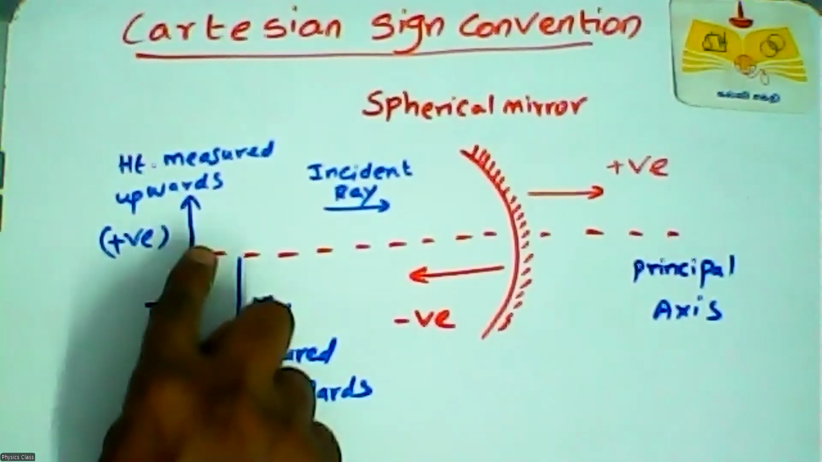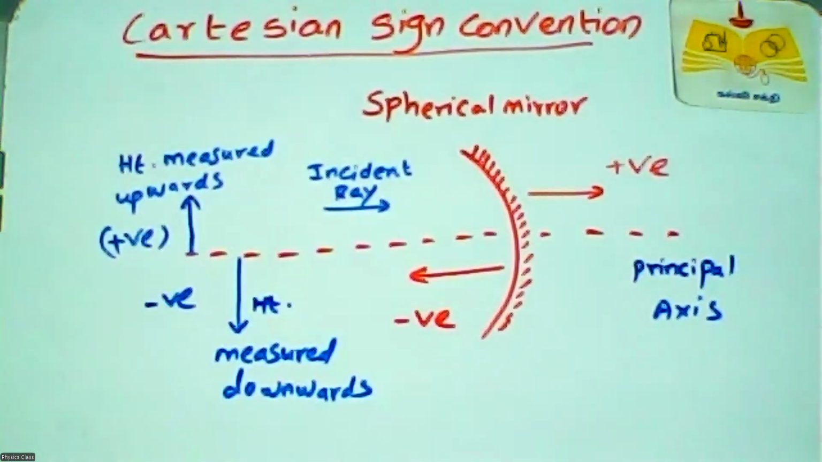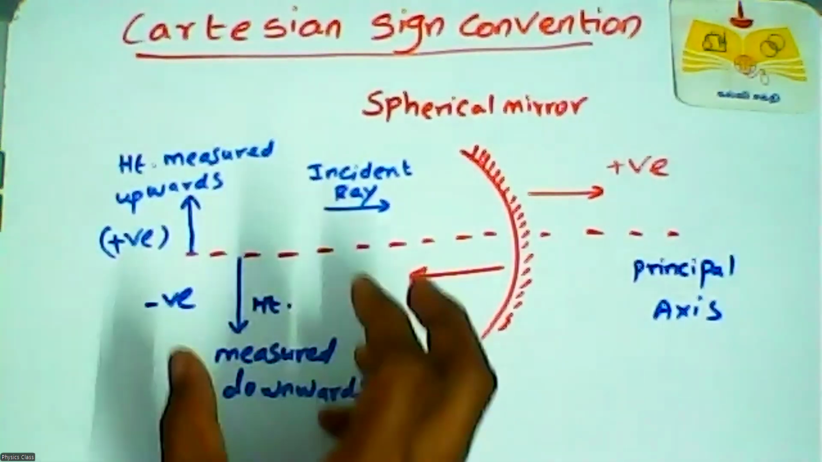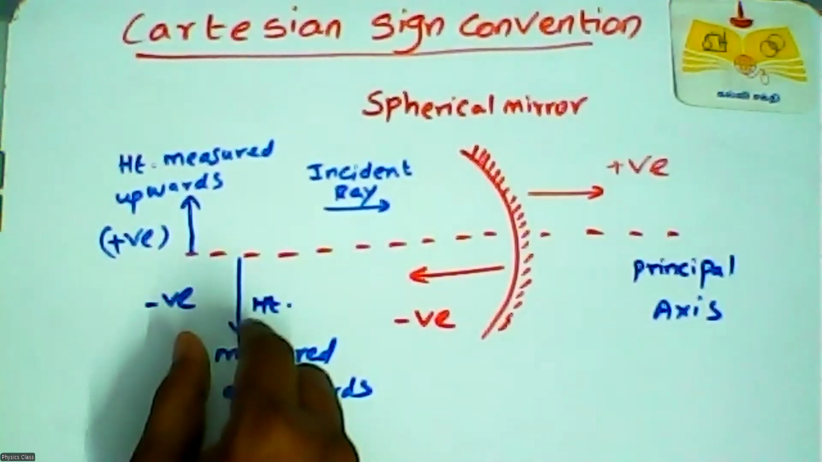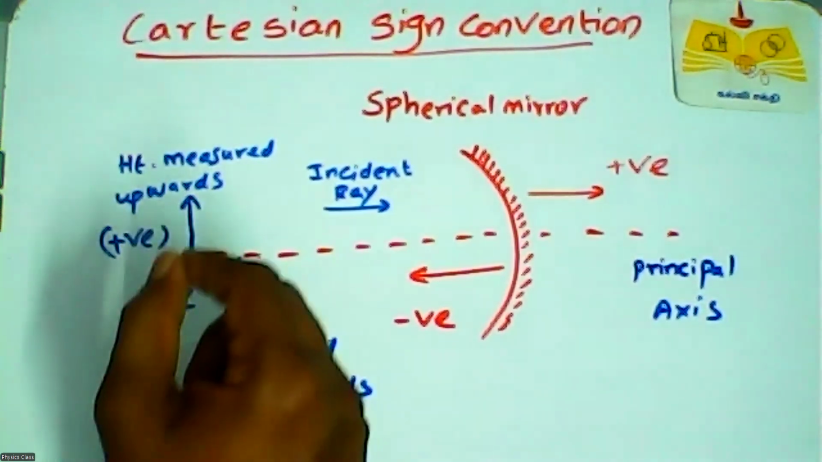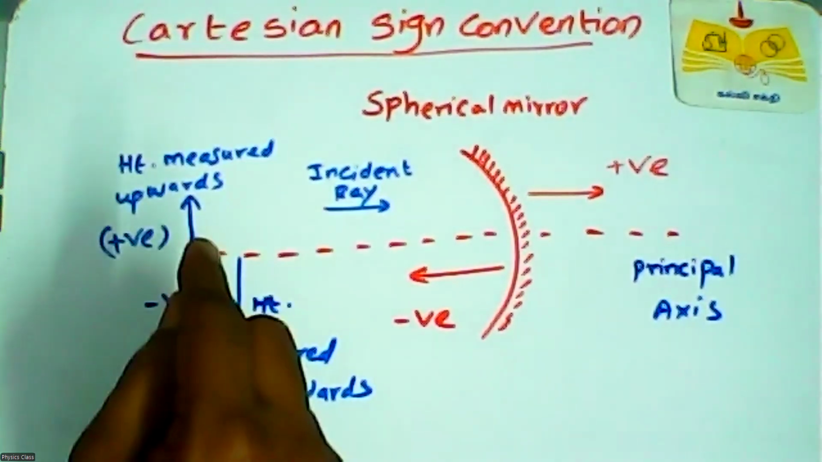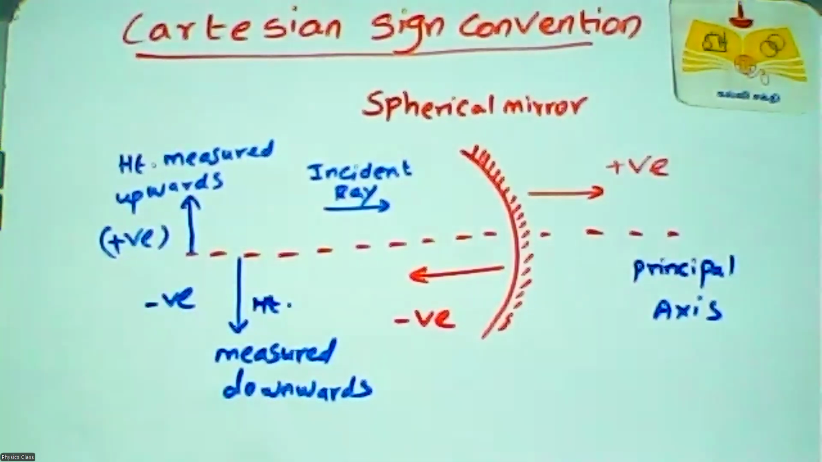Heights above the principal axis are positive. Heights measured below the principal axis are negative. Clear? This is the principal axis. Suppose we have to measure a height upwards from this, we put a positive sign. For downwards, we put a negative sign.